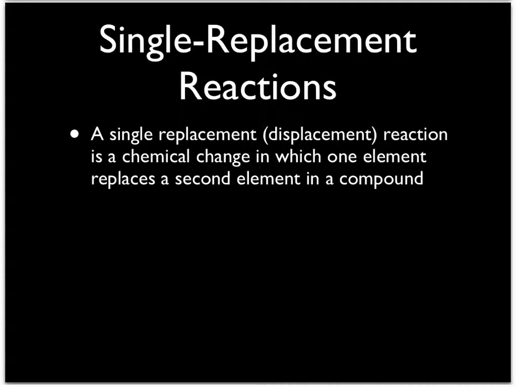Alright, our third type is a single replacement, or sometimes called single displacement reaction. What happens in a single replacement reaction is one element takes the place of a second element in a compound. So we've got element A plus compound BC. And what happens is element A kicks out element B. You know, it's kind of a bully, and it just takes over.